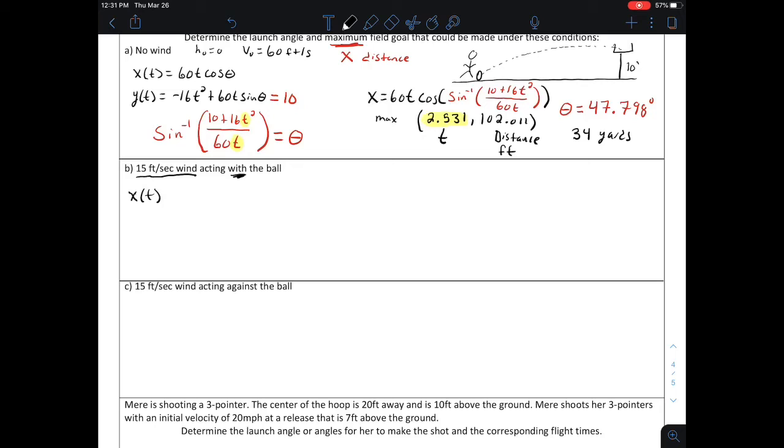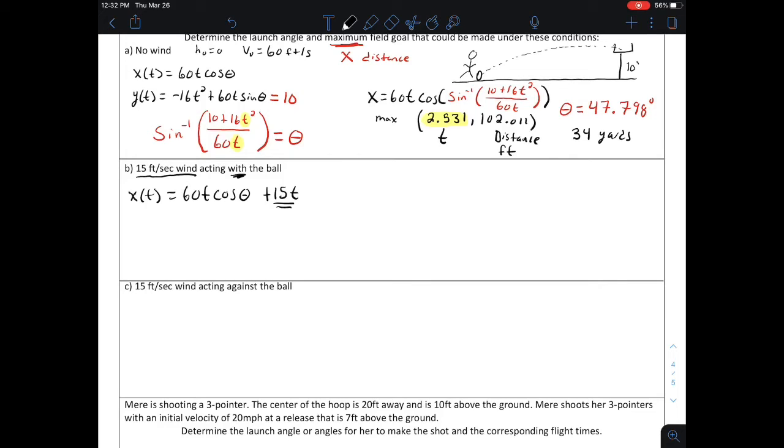So x of t is equal to 60t cosine of theta. And now I have to do the wind effect, which means I'm going to do plus 15 times t here, because the wind is blowing constantly, and so it's going to be adding to the distance that the ball would travel. Now, the y equation remains the same as it did in the previous example for part A.